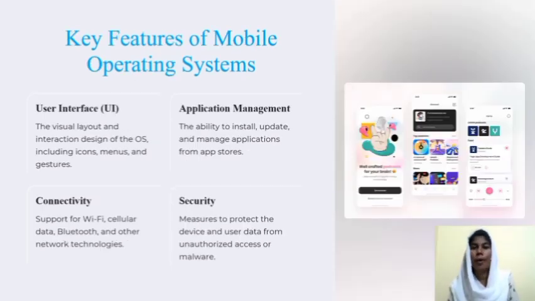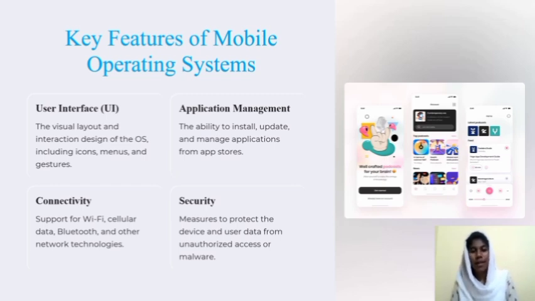Key features of mobile operating systems. First one, user interface. The mobile operating systems are easy to use. The graphics are very attractive, the buttons and the features are not very complicated. The features are also more powerful and useful.